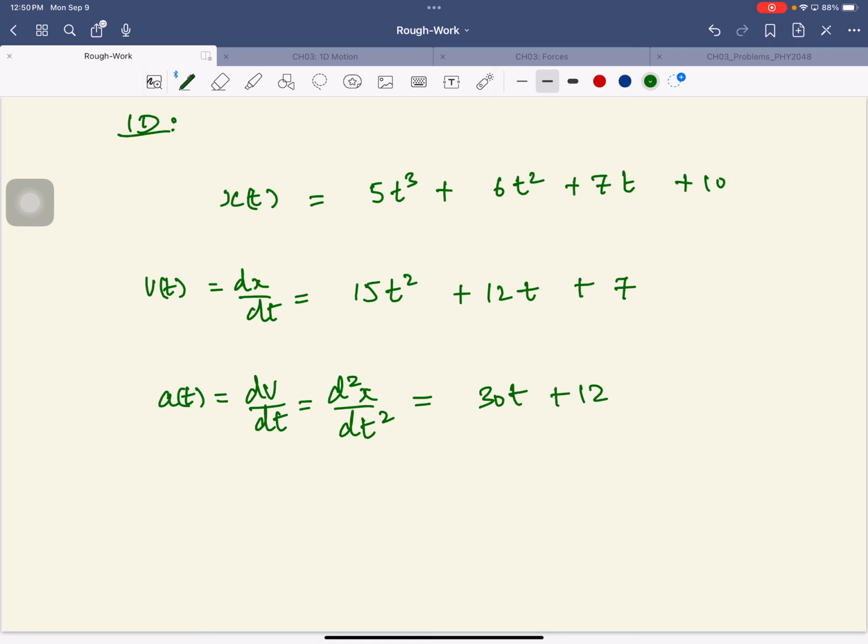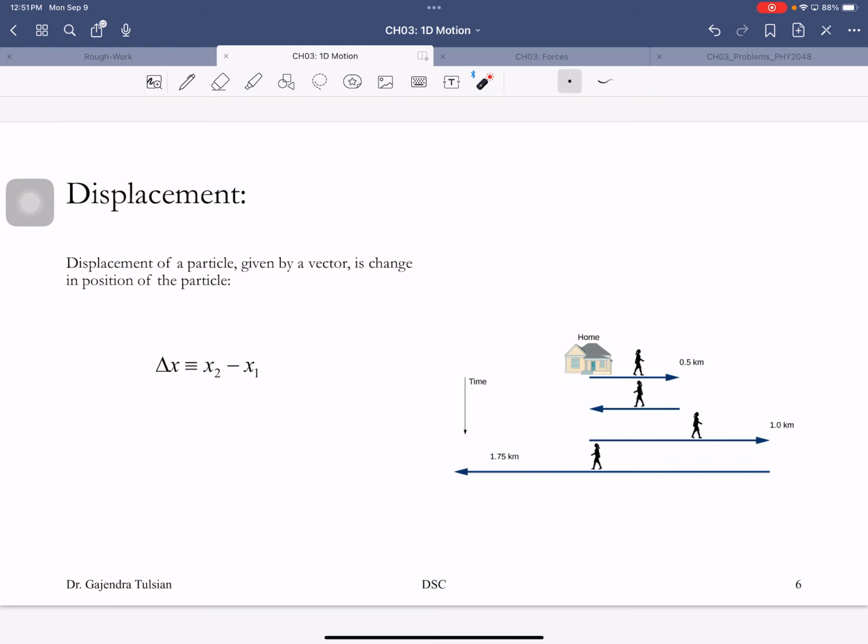So here's what I want to point out. If the position as a function of time is a polynomial of degree n, the velocity is a polynomial of degree n minus 1, and the acceleration is a polynomial of degree n minus 2. That should be sort of obvious, but I just want to point that out.